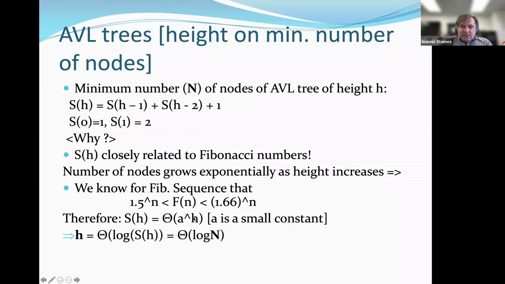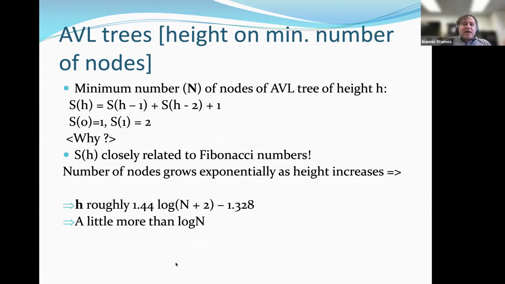Now if you solve for the height, it is the logarithm of this. So the height is logarithmic. That's the important thing here. Actually, it can be proven to be exactly that number that we said in the previous class, 1.44 times log of n plus 2 minus 1.328. You don't have to remember it. But essentially, the height of an AVL tree of minimum number of nodes is logarithmic.